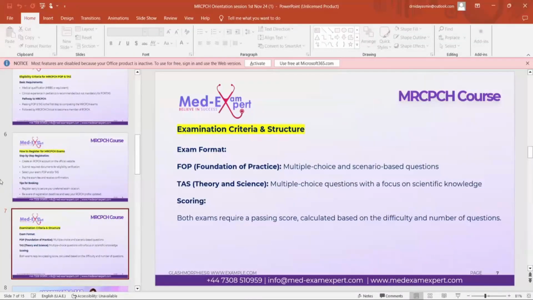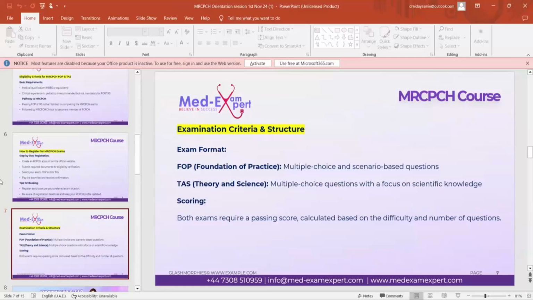It's only multiple choice questions. Maybe it's scenario based, maybe sometimes it's a very straightforward question. Theory and science also, now they have removed the extended matching questions, and you have to solve multiple choice questions, and it's a bit trickier than the foundation of practice.